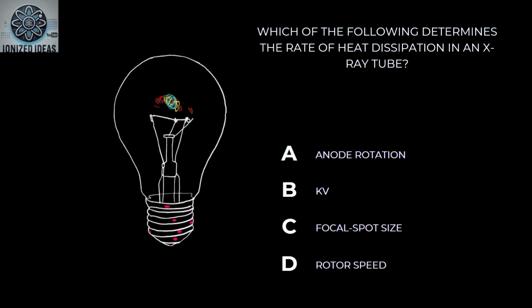Which of the following determines the rate of heat dissipation in an X-ray tube? A. Anode rotation, B. kV, C. Focal spot size, D. Rotor speed.